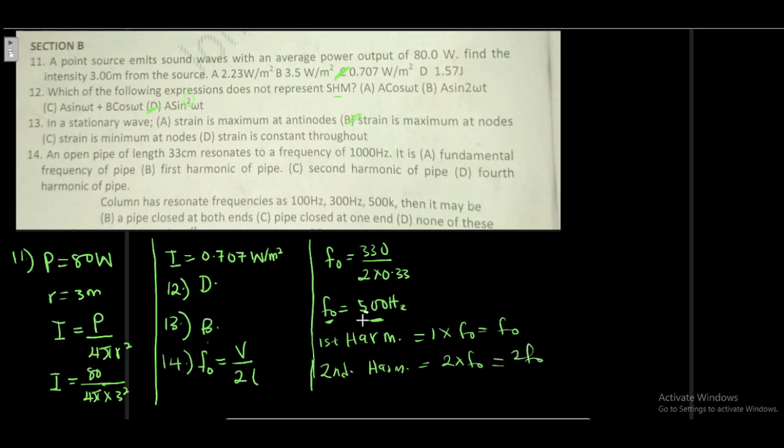So if f0 is 500, the second harmonic will be 2 times 500, which is 1000 hertz. So it simply means this 1000 hertz in this question represents the second harmonic. We don't need to solve further. If we want to get the third harmonic, we still say 3f0 and so on and so forth. So our correct answer for this question here is option C.